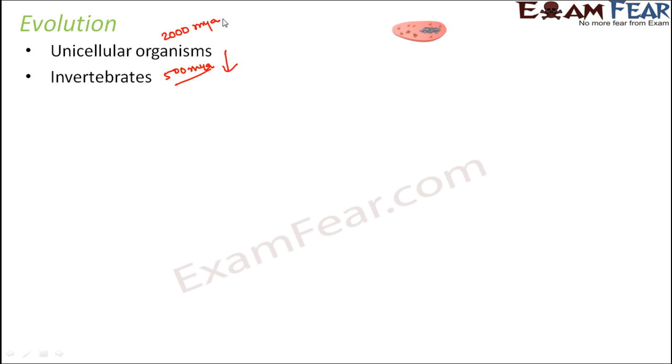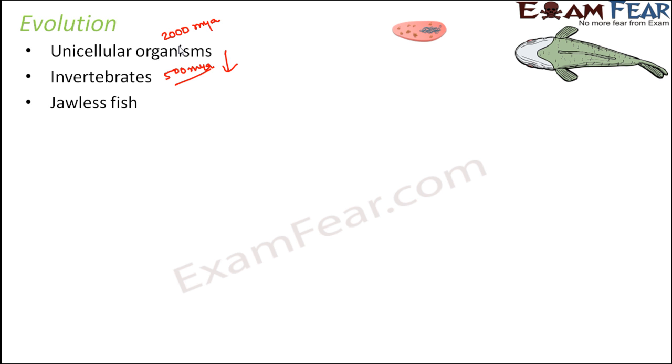So a lot of changes happened in between, because it was not that suddenly from one bacteria came up one big invertebrate. That also took time. Gradually, over a long period of time, this evolution happened. From these invertebrates came up the first jawless fish.